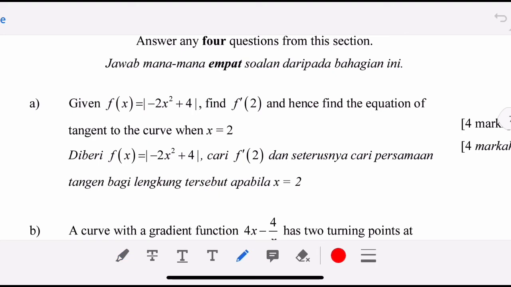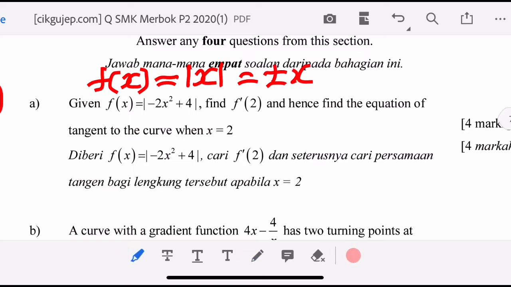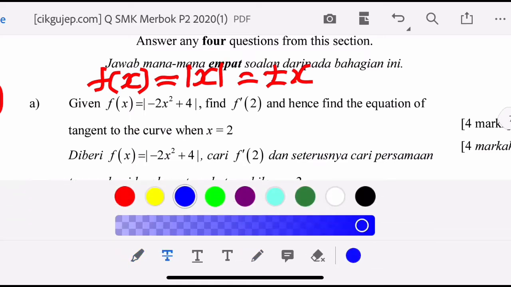Hello guys, today I'm going to teach you question number 7 for the TRIAL exam Kedah Merbok. So this one is actually a modulus function, right? For a modulus function, basically you should know that modulus x is equal to positive and negative x, right? So for this one, you have to do the same.